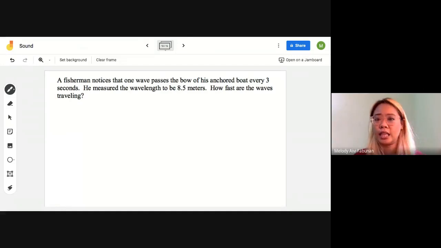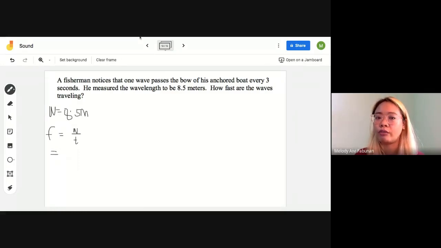So for this one, ang ating given kasi is just the wavelength, which is 8.5 meters. Walang frequency. Hahanapin muna natin yung frequency. And in order for us to find the frequency, we are going to divide the number of waves in terms of time. The number of waves is given naman, and the time is also given. So we can definitely compute for the frequency.